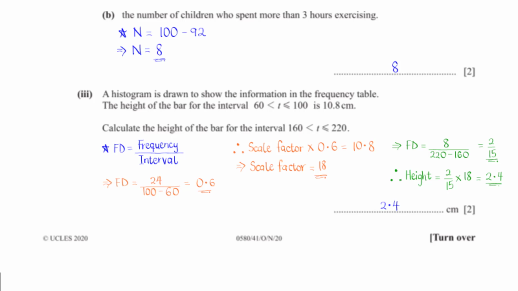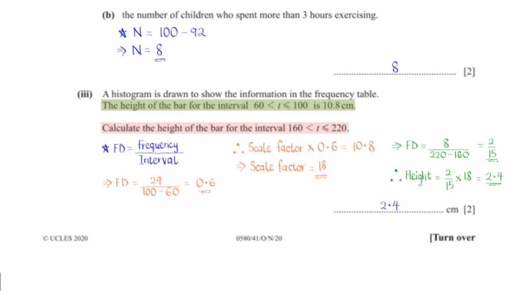A histogram is drawn to show the information in the frequency table. The height of the bar for the interval t is greater than 60 and less than or equal to 100 is 10.8 centimeters. Calculate the height of the bar for the interval t is greater than 160 and less than or equal to 220. So first, let's look at the interval t is greater than 60 and less than or equal to 100.